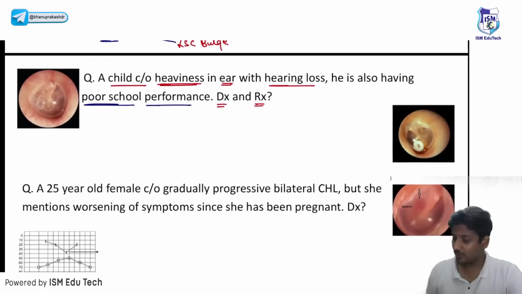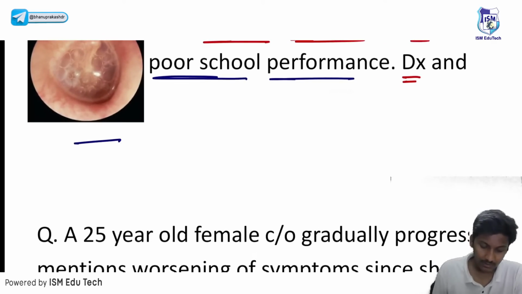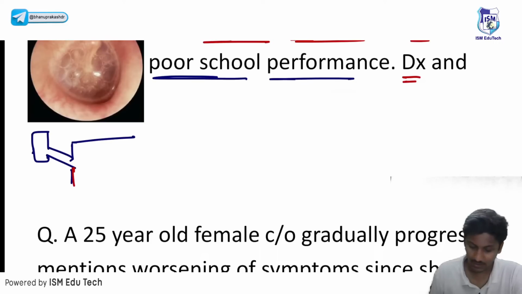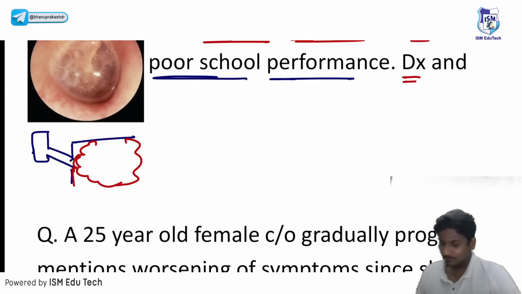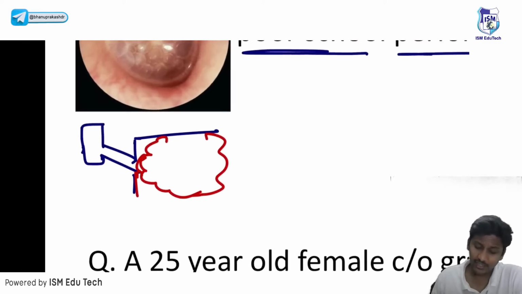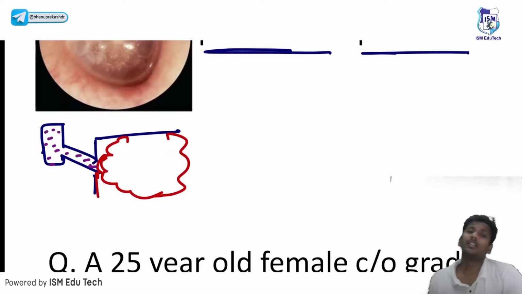A child, usually a school age child, comes to you with hearing loss, heaviness in the ear, poor school performance. What has happened? This is your middle ear. This is your eustachian tube. This is the nasopharynx. In the nasopharynx, what can happen in this child? As the child has recurrent upper respiratory tract infections, very good, there will be hypertrophy of the adenoids, and these hypertrophied adenoids will block the eustachian tube opening. If the eustachian tube opening is blocked, there will be collection of fluid inside the middle ear. The drainage of secretions will not happen. Therefore, all these secretions will collect inside the middle ear, and that will lead to a condition known as glue ear, also known as serous otitis media.